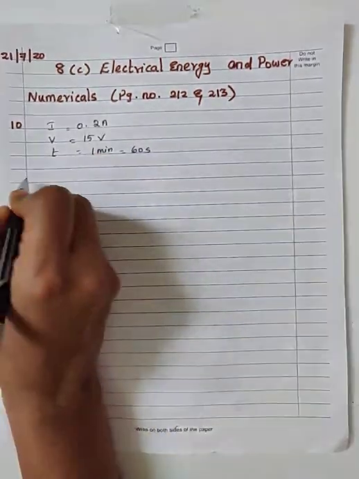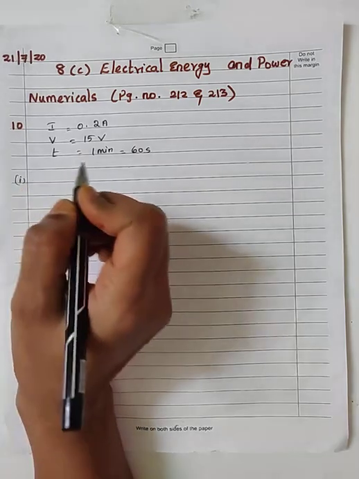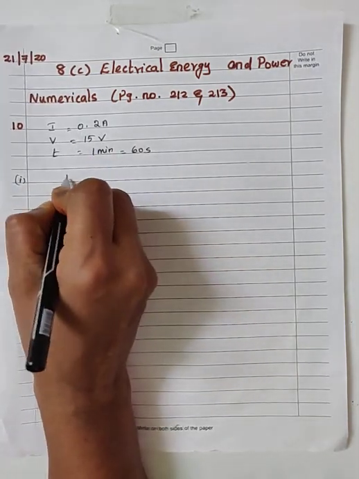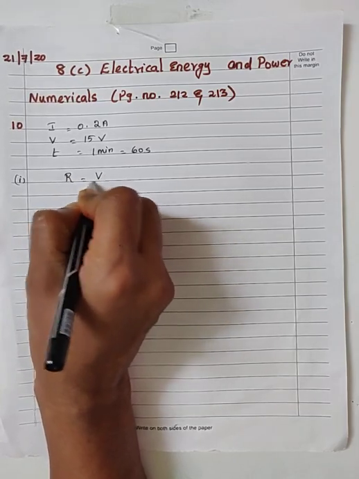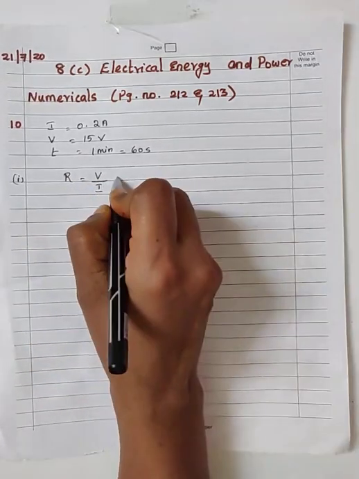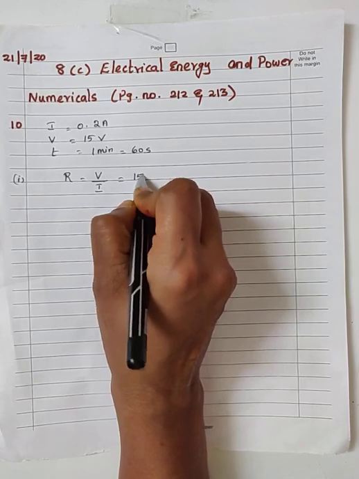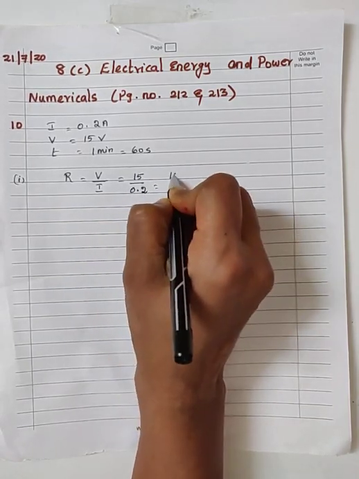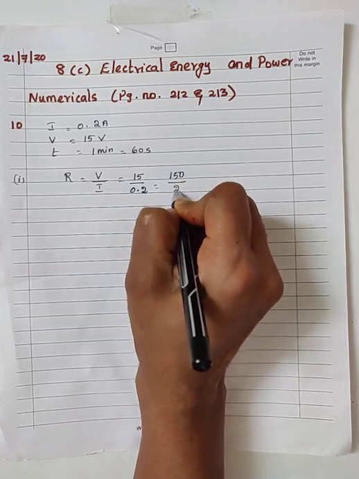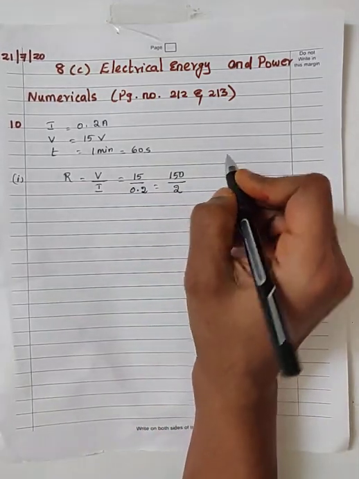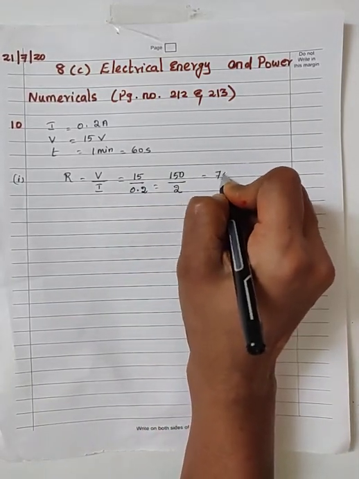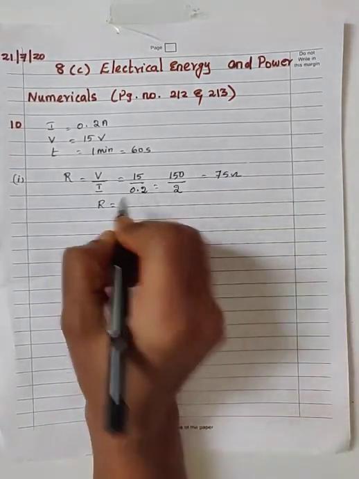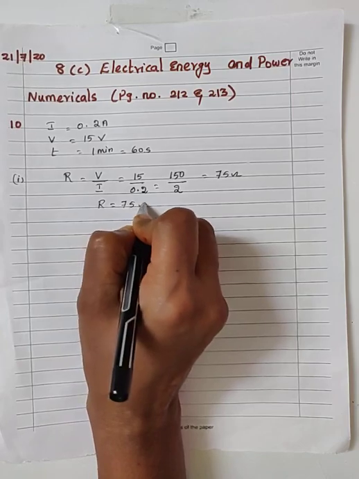In the first question, you are asked to calculate the resistance. So in terms of voltage and current, we can represent resistance as R is equal to V by I. The value of V is given as 15 volt. The value of I is given as 0.2 ampere, which is equal to 150 divided by 2, which is equal to 75 ohm. So the value of resistance R is equal to 75 ohm.